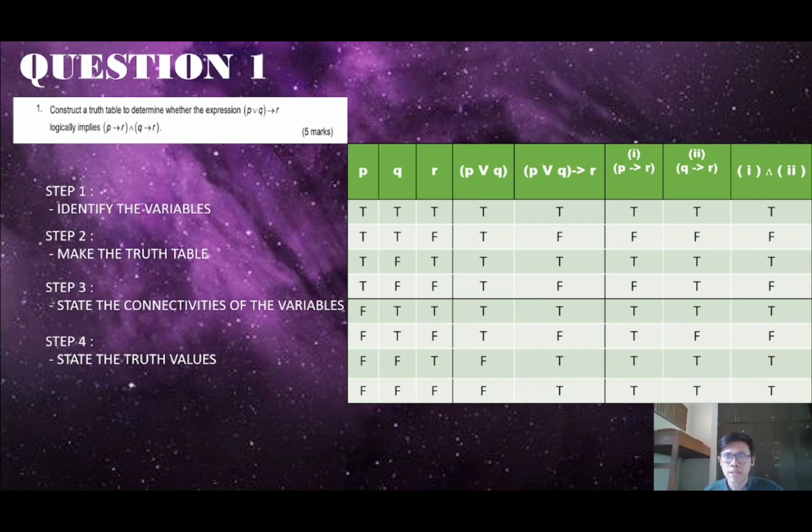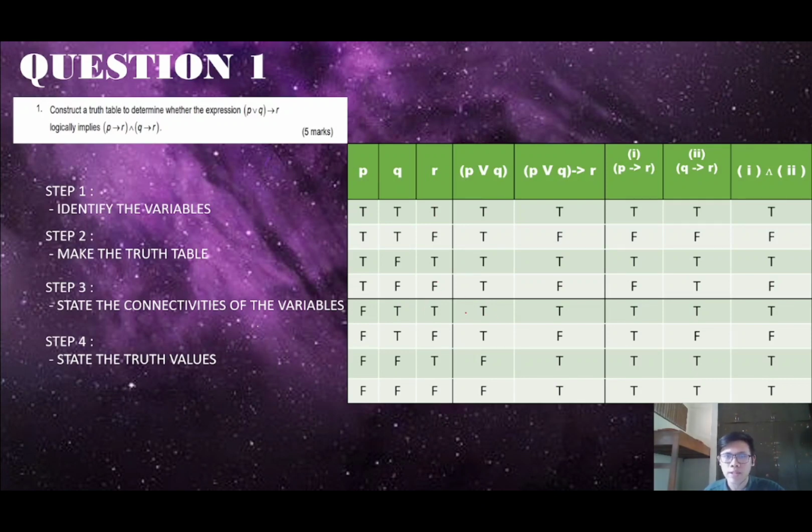So the second part is that we need to compare this one and R, and the connective will be the implication. For implication, if the first statement P or Q implies R, where both of them are true, it will become true. But since this one implies R and true becomes false, it will become false. And it will repeat for every part until the end. So here we can see that it becomes true because true implies true. It will become false because true implies false, as R contains the value false.